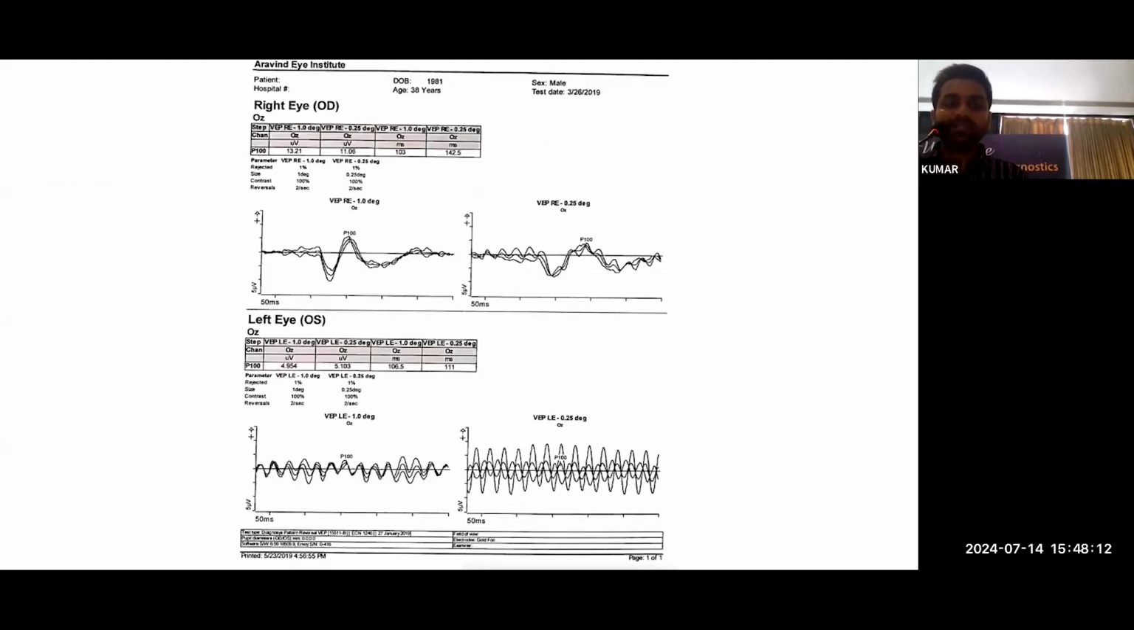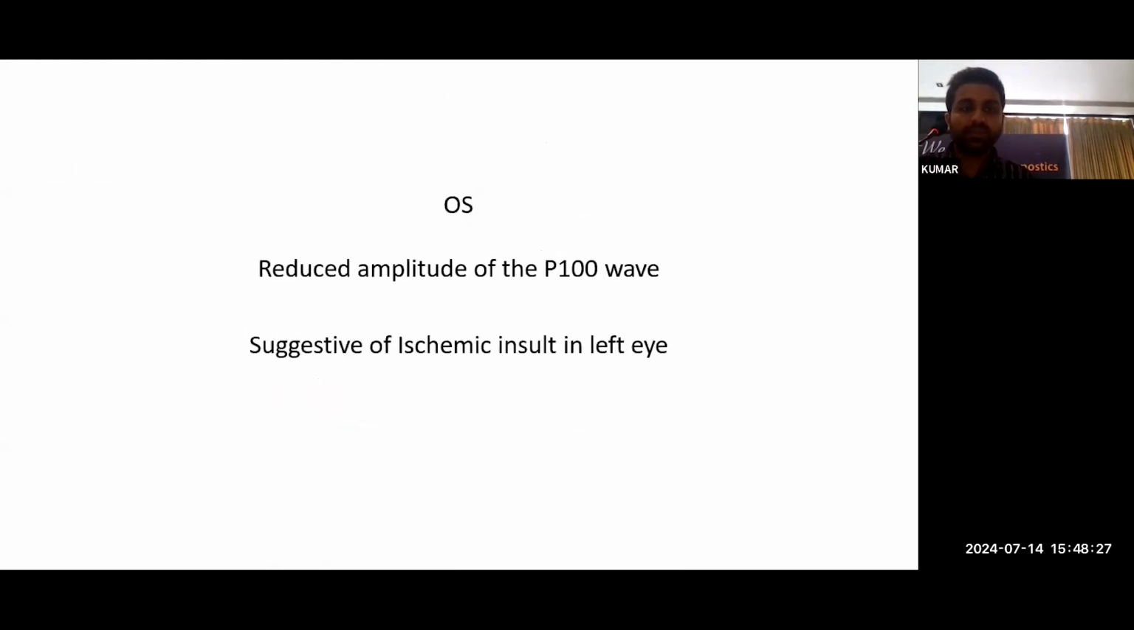So this is the next case, where the amplitude of P100 in the right eye is about 11.06 and left eye is about 5.1. The P100 latency in the right eye is 142 and left eye is 111. So in this case, there's a reduced amplitude of the left eye P100, and this is more suggestive of ischemic insult to the left.